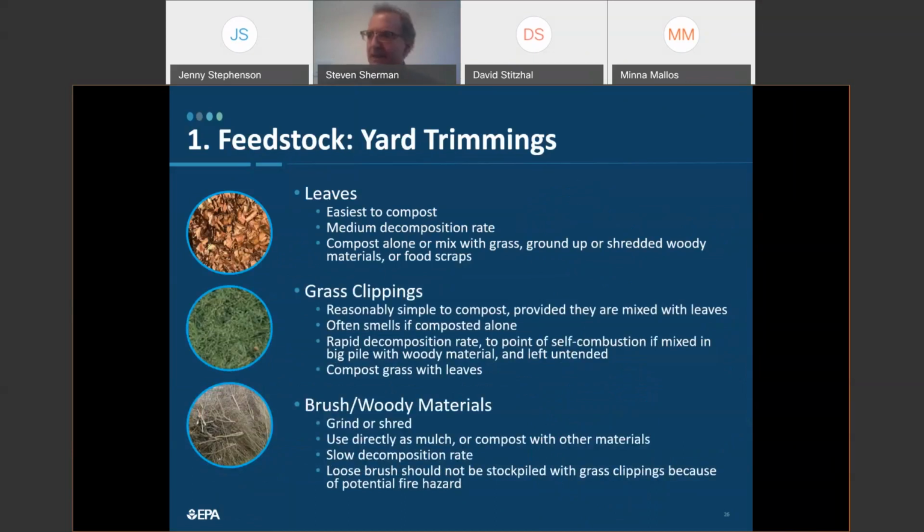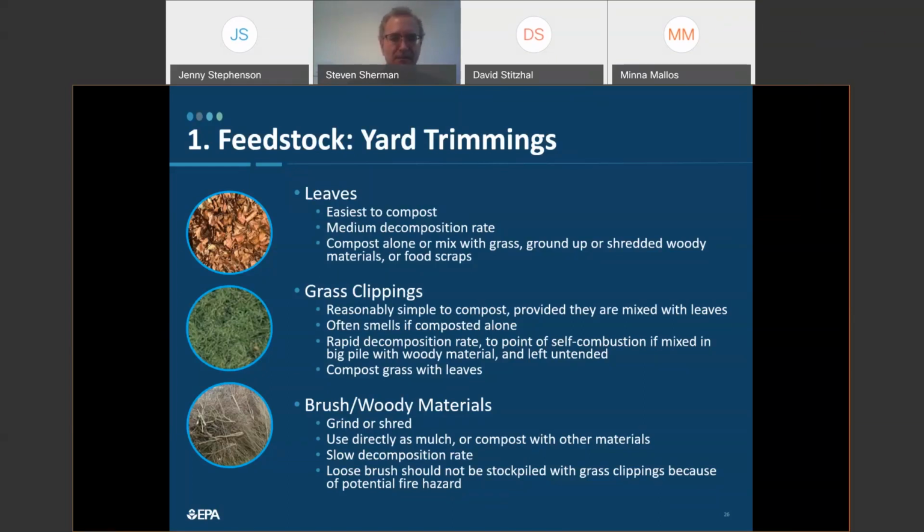So 3 main categories of feedstocks are most often used: yard trimmings, food scraps, and paper. And so we're going to look at these in a little more detail and talk about yard trimmings. Some people use the term yard waste. I try not to use the term waste. Again, I think of waste as an action and not a thing. And nobody really wants to deal with wastes. So I tend to think of these as valuable materials that we're going to do something with.